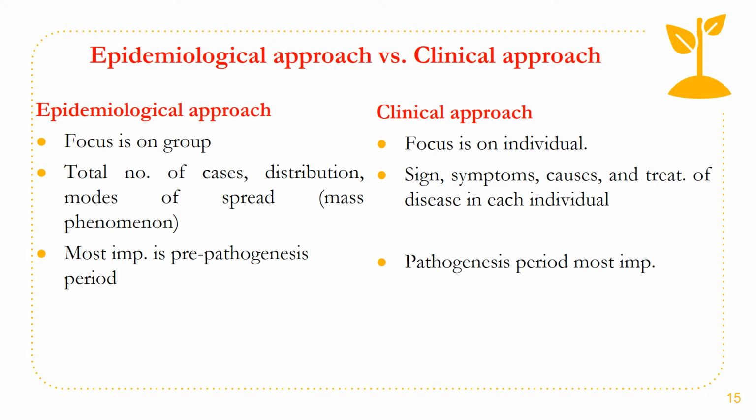Epidemiological approach versus clinical approach. Coming to the epidemiological approach, its focus is on the group, but in the clinical approach, the focus is on the individual. In the epidemiological approach, we look at total number of cases, distribution, modes of spread, that is mass phenomenon. In the clinical approach, we only check signs, symptoms, causes, and treatment of diseases in each individual. In the epidemiological approach, the most important is the pre-pathogenesis period. In the clinical approach, the pathogenesis period is most important.